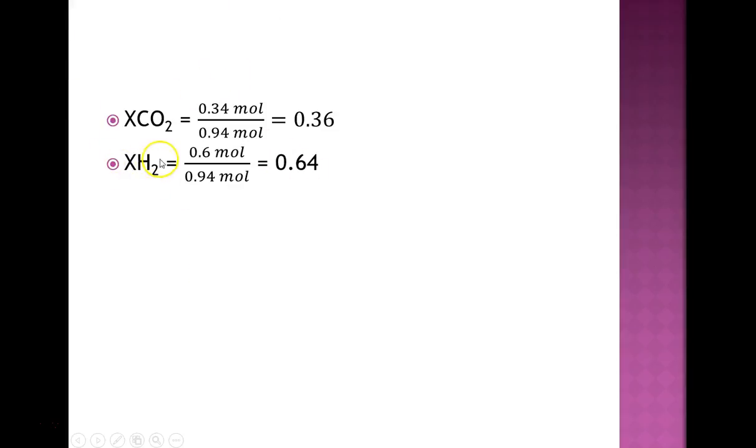Now the mole fraction for hydrogen gas is going to be the number of moles of hydrogen gas present, 0.6 moles, divided by the total number of moles, 0.94. And that leaves us with 0.64 when we put that in the calculator.